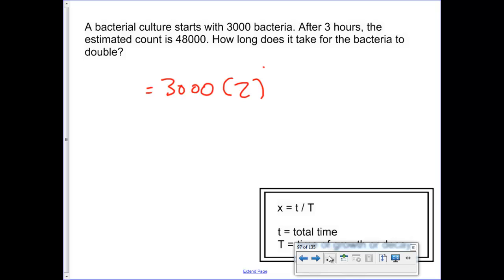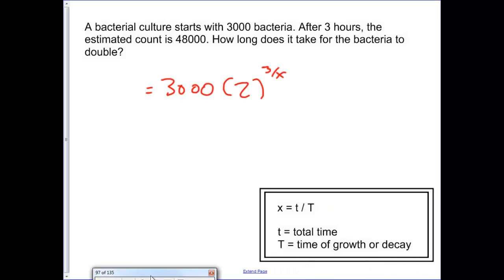I put a little note down here in the bottom that might help remind you in case you ever get stuck. 3 over x. Okay, this exponent up in the top corner, here's how it works. The top of the exponent is the total time that it's been. The bottom of the exponent is how long it takes for it to grow or decay. So we know that it has been 3 hours, but we don't know how long it's going to take. Does that make sense?